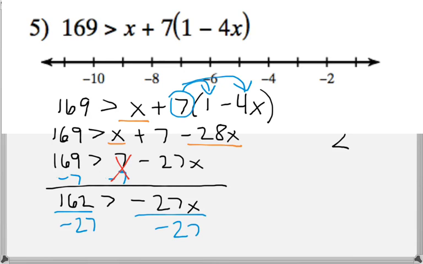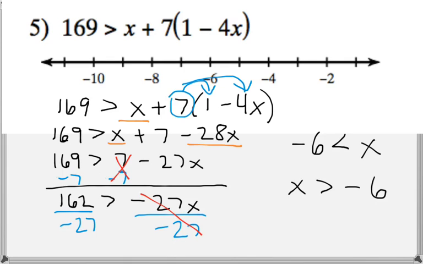I'm going to move over here so we have more room. 162 divided by negative 27 is going to give us a negative 6. We now have less than; negative 27 divided by negative 27 cancels out, leaving us with just our x. So we have our solution. Again, it's easier to graph when our variables are on the left, so I'm going to read this inequality backwards. So we have x is greater than negative 6.